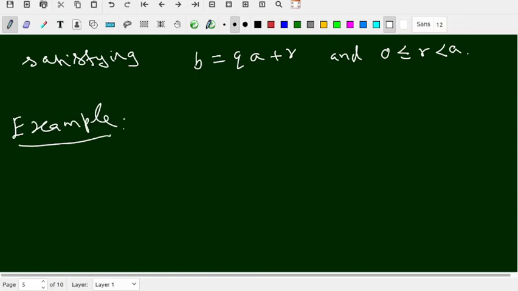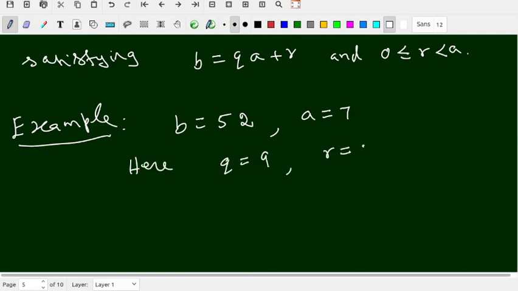Suppose B equal to 52 and A equal to 7, then we can easily divide 52 by 7 to find out quotient and remainder. So in this case, what is the quotient and remainder? Here quotient Q equal to 9, remainder is 3. Sorry, quotient is 7, remainder 3.